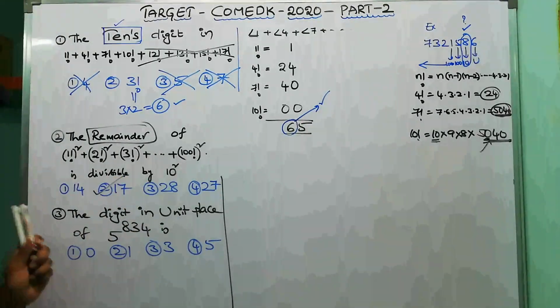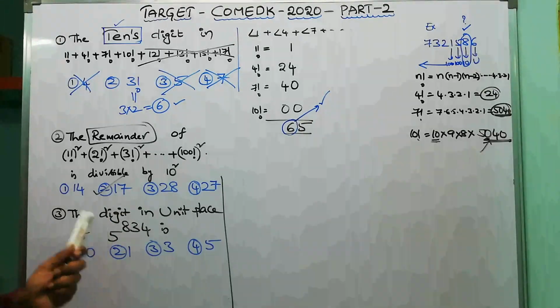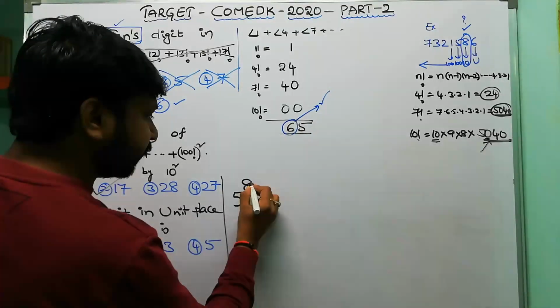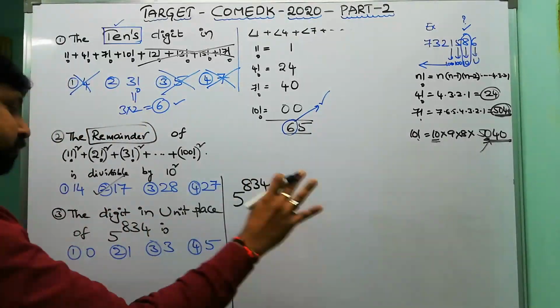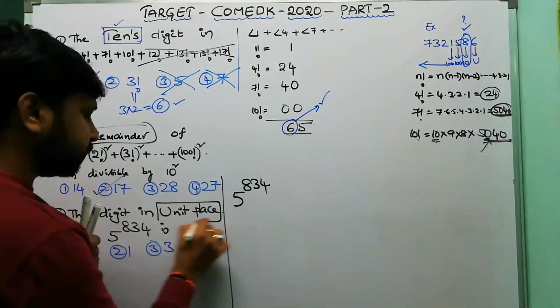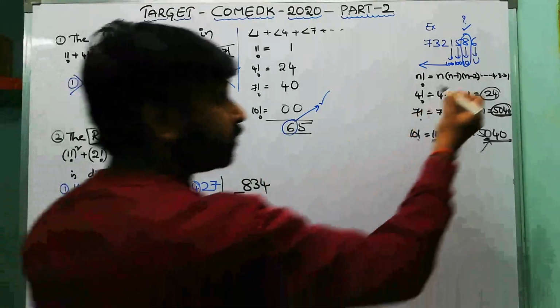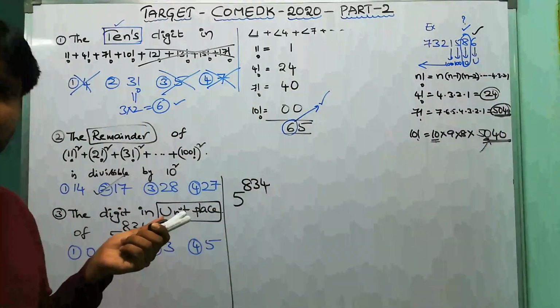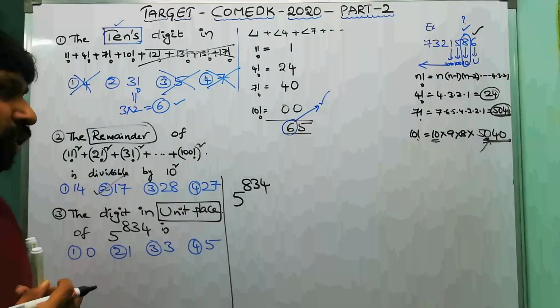Coming to the third question, friends: the digit in the units place of 5 power 834 is what? A very simple question, friends. In this expansion, they are asking for the units place. Units place means this is the units place. So here the units place is 6. In this simplification, what is the units place they are asking?